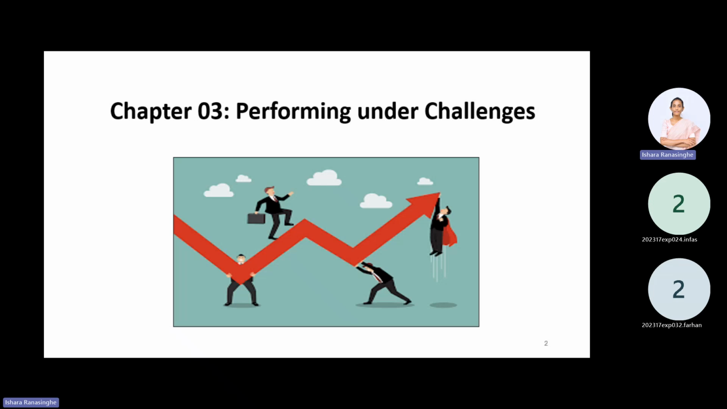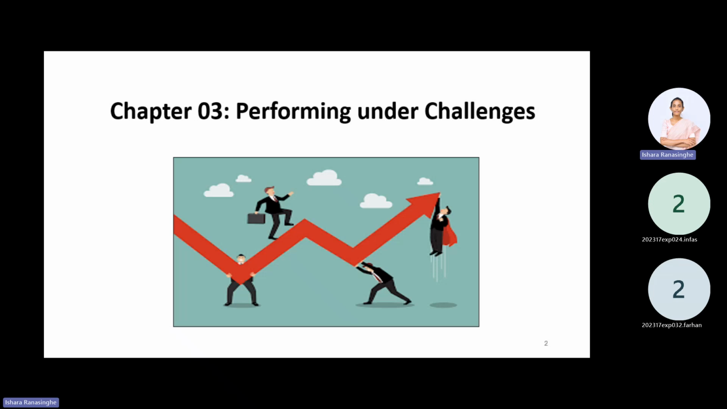So now we can start chapter number 3. Now, would they actively listen? So give your attention. Now we can start chapter number 3. The title is, you can see, performing under challenges.